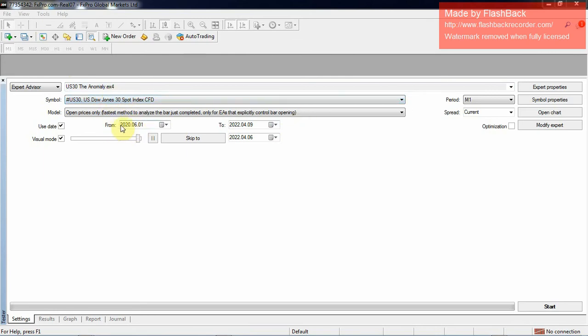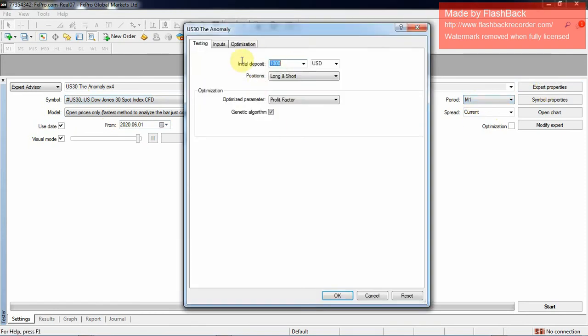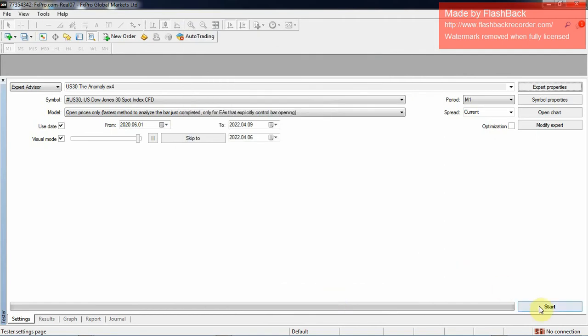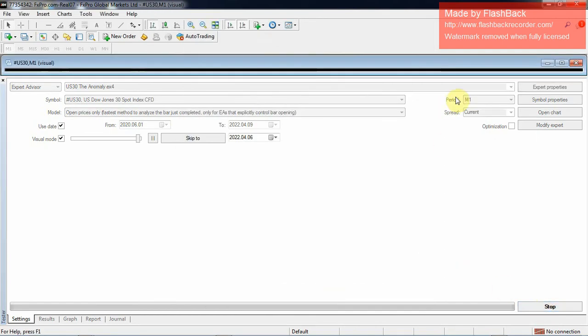Okay, so this backtest will be from June 2020 till date, April 9th, 2022. We are trading it on the 1 minute chart. Let's check the parameters for the backtest. Initial deposit is $1,000. Positions long and short, we are taking both buys and sells with this robot. Let me start the backtest.